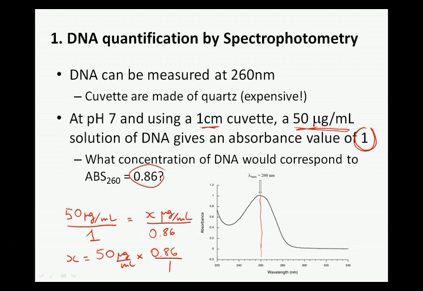We could omit this part. So it would be proportionate to this. So that's a very simple way of determining the concentration. You just take a sample of your DNA, you dilute it, you read it at 260 nanometers, and then using this proportion here, you can figure out, based on the absorbance you get, what is the concentration.